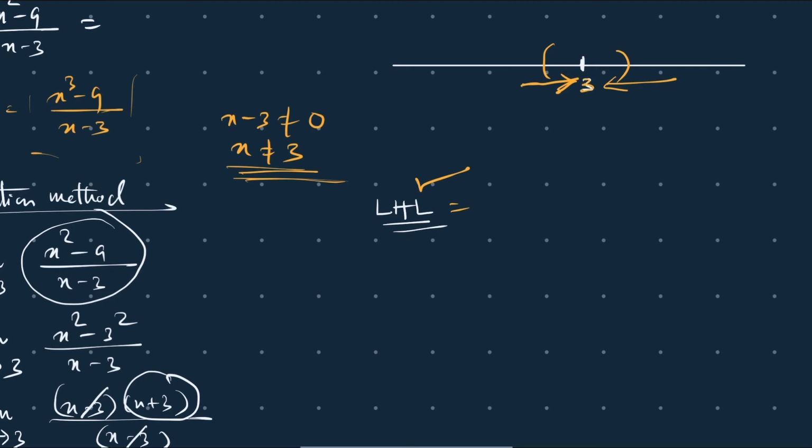It means less than 3. Suppose the distance from here to here is h. So this point will be 3 minus h, right? And here, if you are approaching from the right hand side, since this is h distance, this will be 3 plus h. It means we are approaching from 3 minus h to 3.